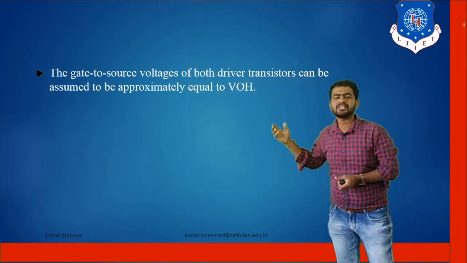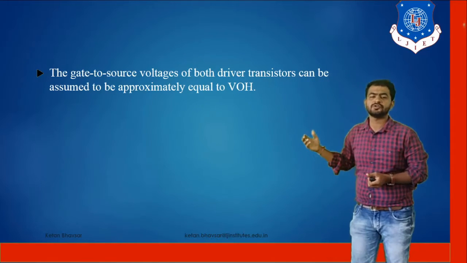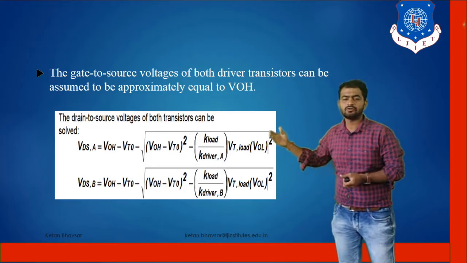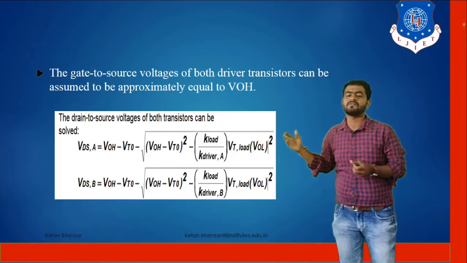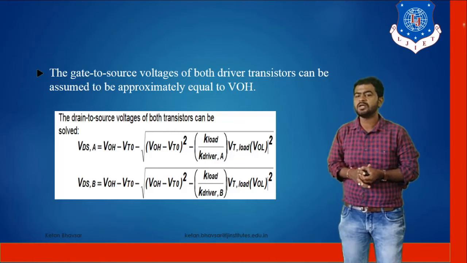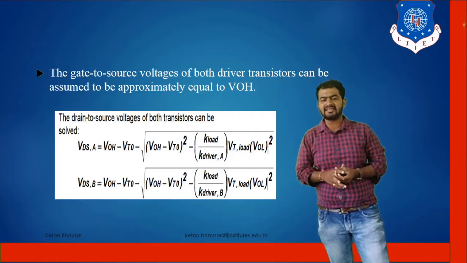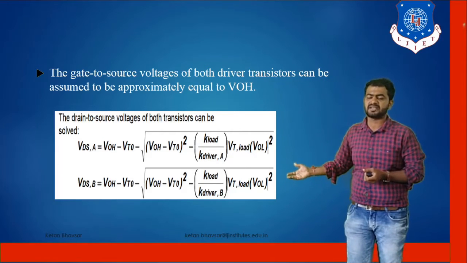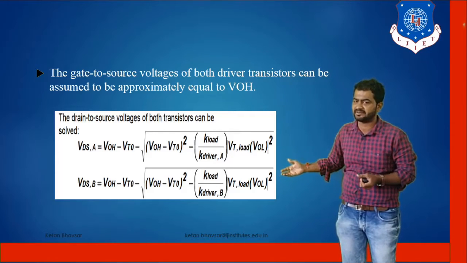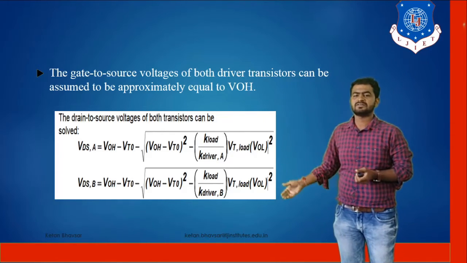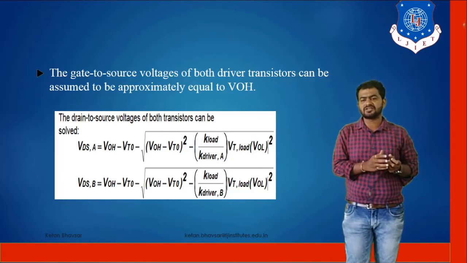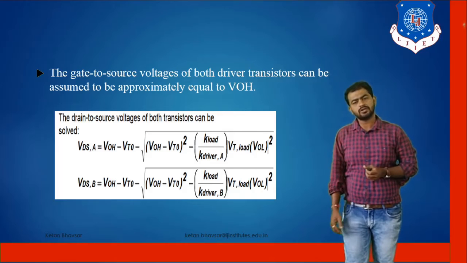So the gate to source voltage of both the driver transistors can be assumed to be approximately equal to VOH. So as you can see, VDS A is equal to VOH minus VTO minus the square root of (VOH minus VTO) whole squared minus K load divided by K driver A into (VT load) squared in terms of VOL. Similarly for VDS B, we have VOH minus VTO minus the square root of (VOH minus VTO) whole squared minus K load divided by K driver B into VT load, VOL squared. So we are taking the equation using load configurations in terms of the NAND gate and NOR gate.